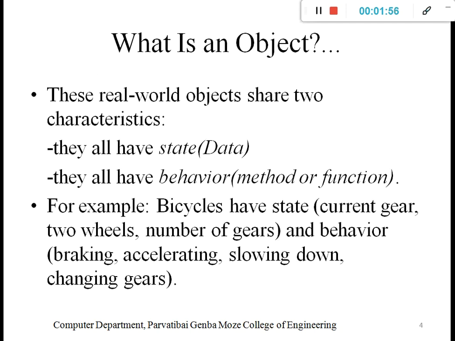Then what is an object? Again, a particular object has a state and behavior. We already understood the bicycle example: a bicycle has a state, and a bicycle has a behavior, or function. That is simply the concept related to the object.